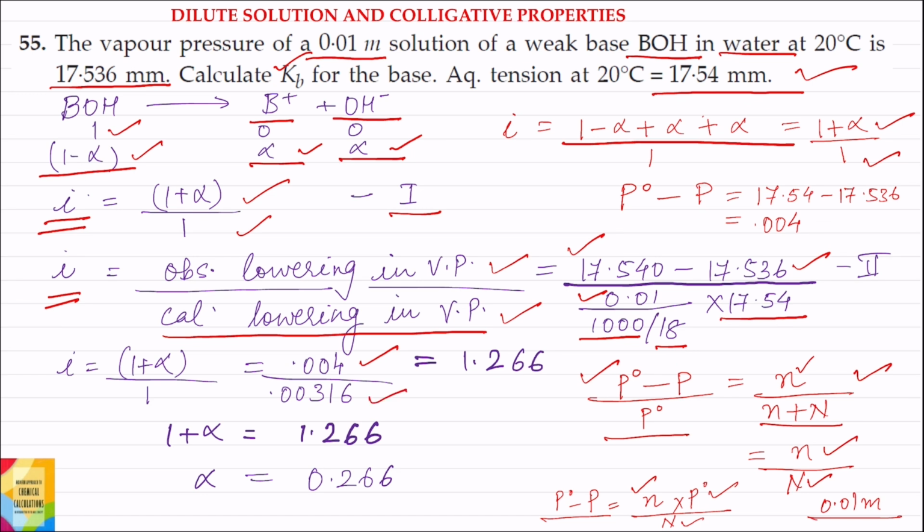0.00316 millimeters of mercury. So the value of i becomes equal to 1 plus alpha divided by 1, which is also equal to 0.004 divided by 0.00316, and this is equal to 1.266. From this, 1 plus alpha is equal to 1.266, and alpha will be equal to 1.266 minus 1, that is 0.266.